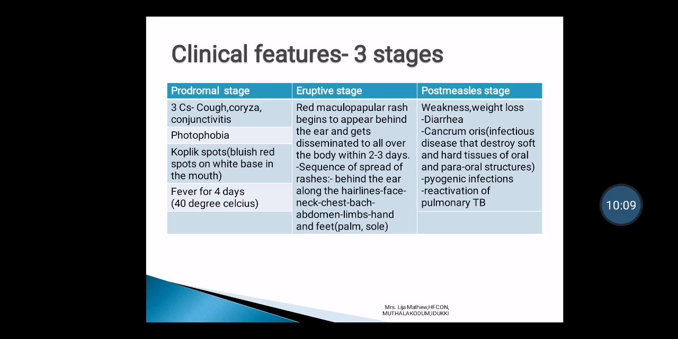Then in the prodromal stage there will be Koplik spots. What do you mean by Koplik spots? These are bluish red spots on a white base in the mouth. Wherever in the mouth we have white patches, bluish red spots can be seen. That is known as Koplik spots, and there will be a fever of 4 days. So these are the prodromal stage features.